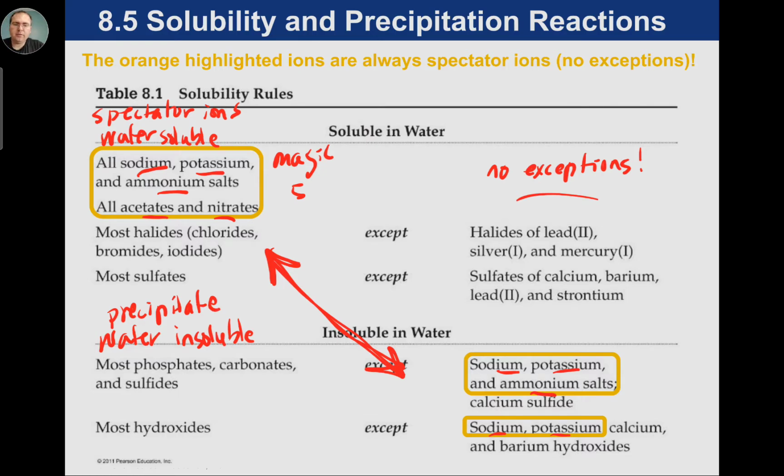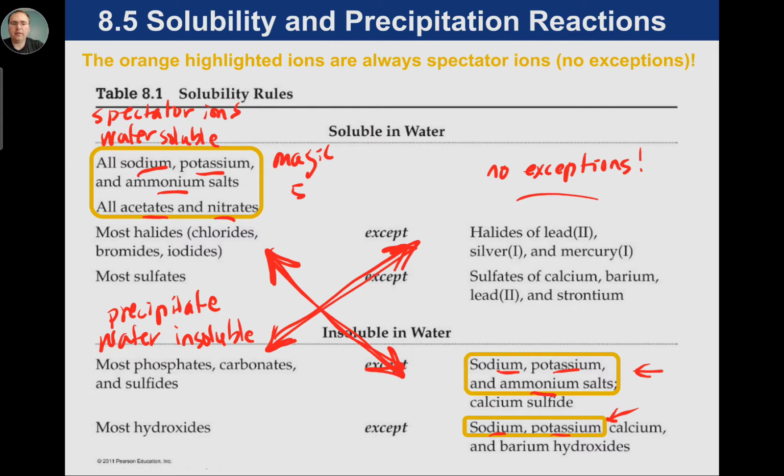And they remind you that precipitates will never be the magic 5. So there's several of those listed again to remind you of that. But really what we have is those in the exceptions. Those are the ones to watch out for, precipitates, for water insoluble.